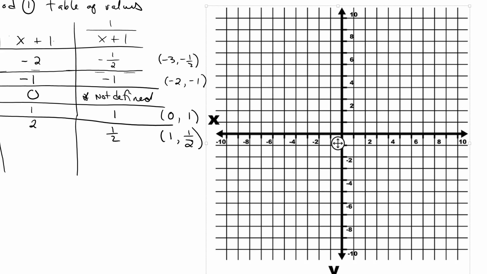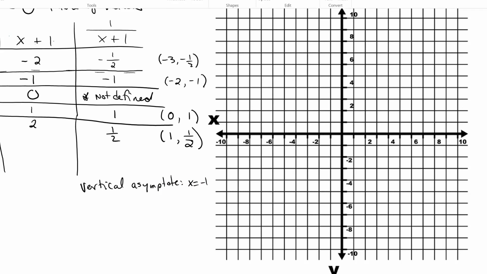So what I am going to do here is have a dotted line at the vertical asymptote, x equals -1. I'm going to do that in a different color, just so it shows up nicely.